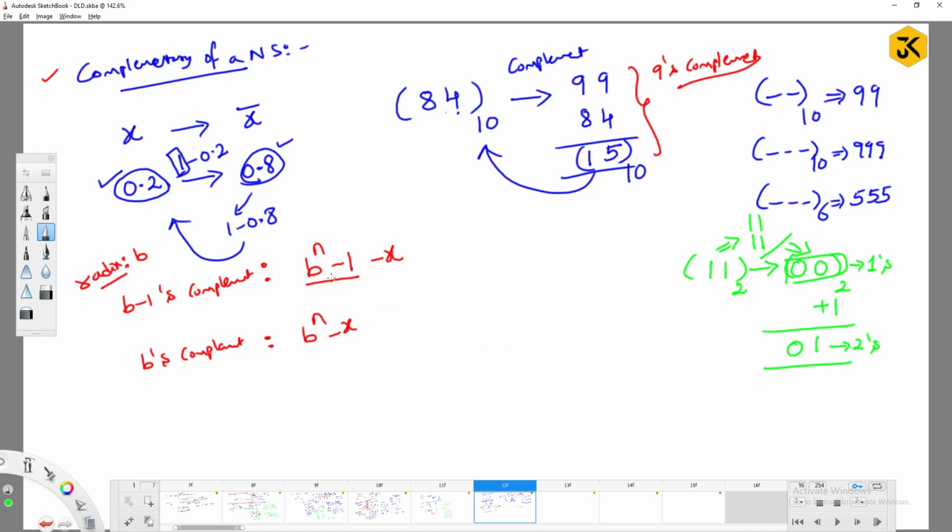See, observe here: for b power n minus 1 minus x, if I add plus 1, the minus 1 and plus 1 cancel, and then you get b power n minus x. That is the b's complement for a radix b. So try to solve this one.